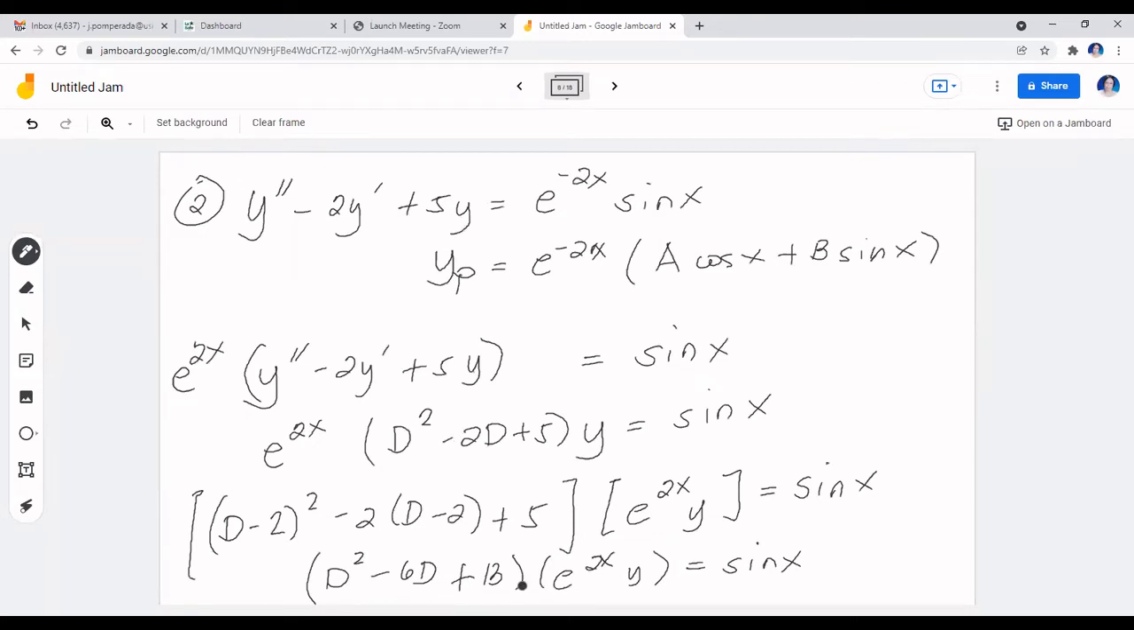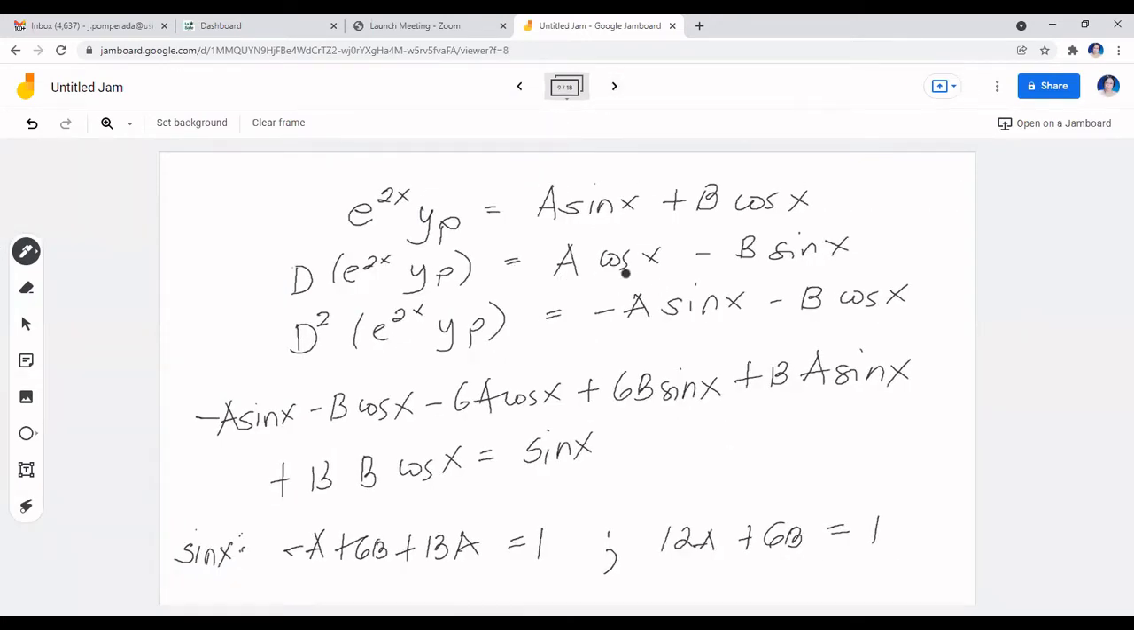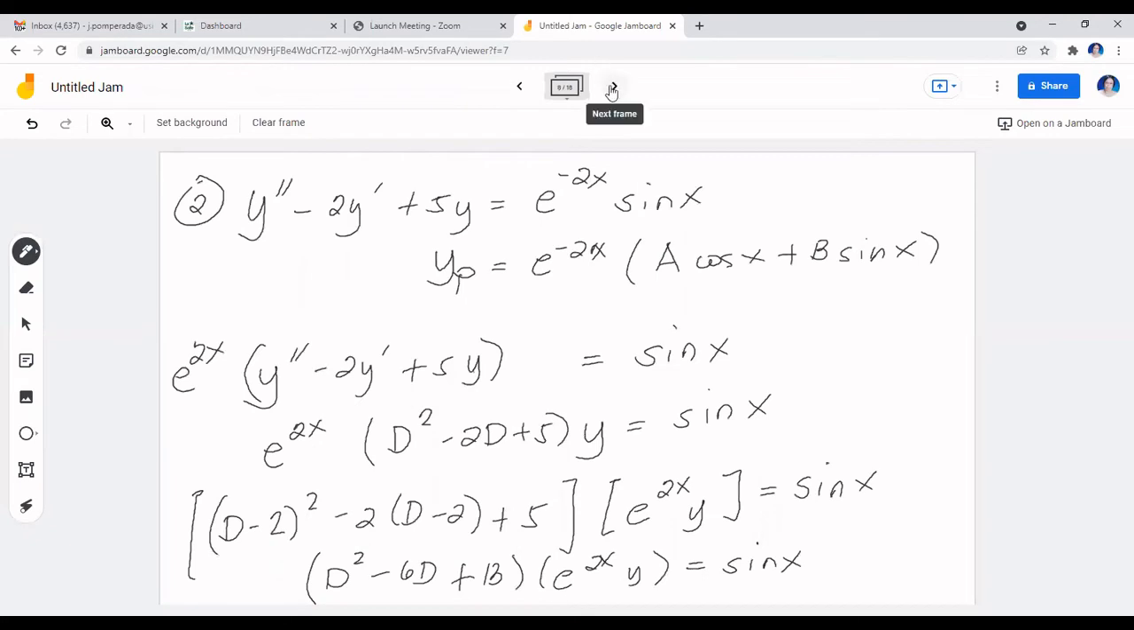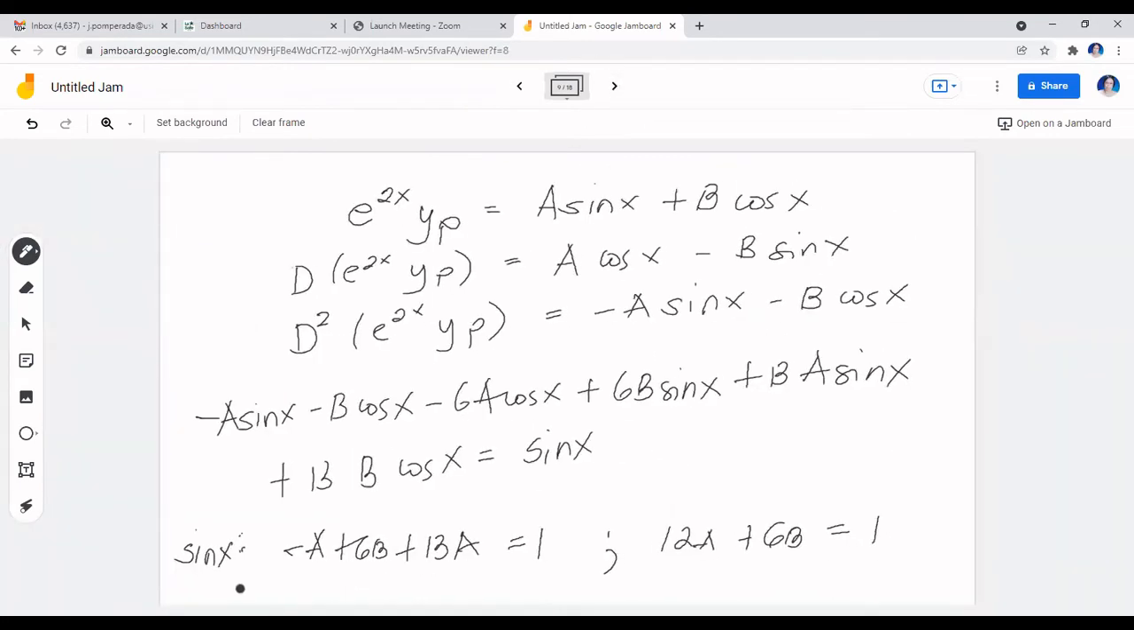So you have here a 6 and a 13. Meaning this will be multiplied by 6, this will be multiplied by 13. This one is as is. So you copy, this one is multiplied by -6, and this one is multiplied by 13. You equate it to the sine function here. Then you equate coefficients. So sine x will have on the left side -a plus 6b plus 13a, and it should have 1 on the right. If we simplify, you have -1 and 13. That would be 12a and 6b equal to 1.